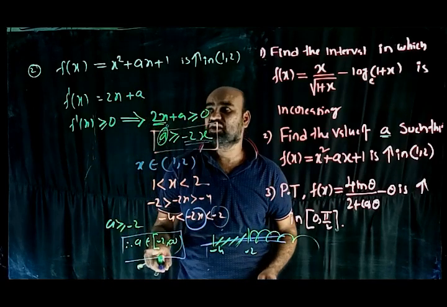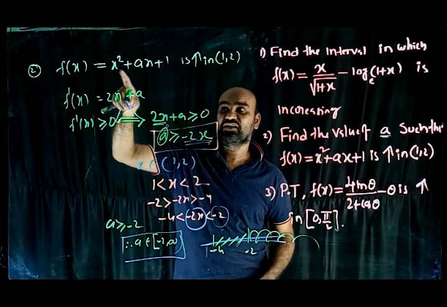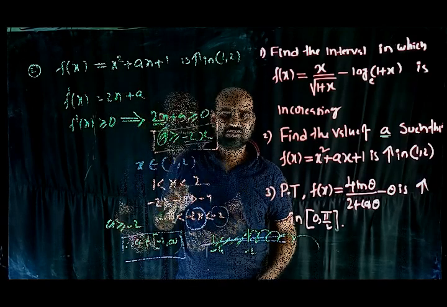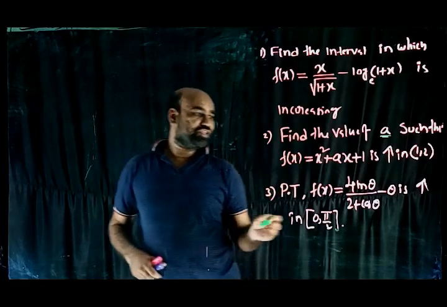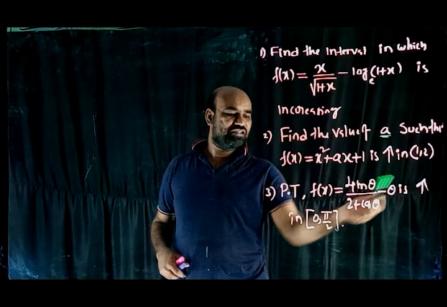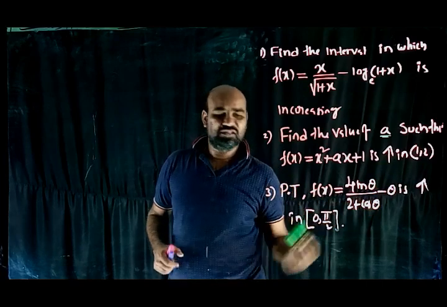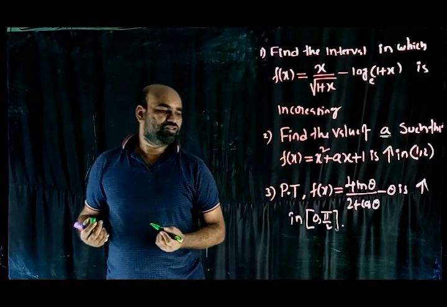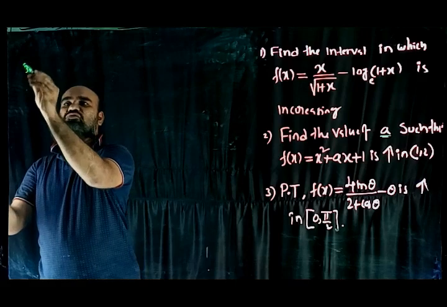For these values of a, this function is increasing. I am saying increasing, not strictly increasing, in this interval. Okay, students. Next, third problem. Prove that this function is increasing in the interval 0 to pi by 2, closed. So, third problem solution.